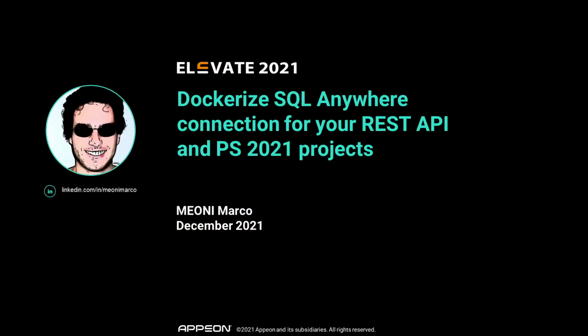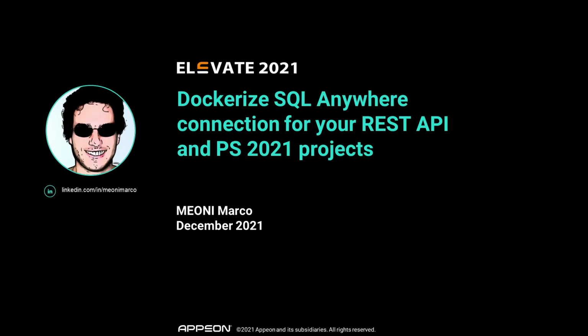Hello and welcome. In this session, you will learn how Dockerizing SQL Anywhere 17 ODBC client with REST API and PowerServer 2021 projects. A step-by-step approach that will teach you how to configure ODBC connection in Docker engine, how to configure Docker image, and how to configure SnapDeveloper for Docker deploy.